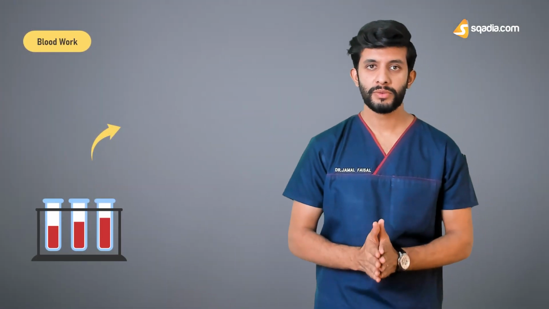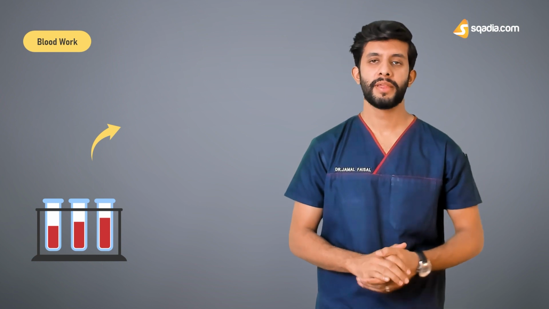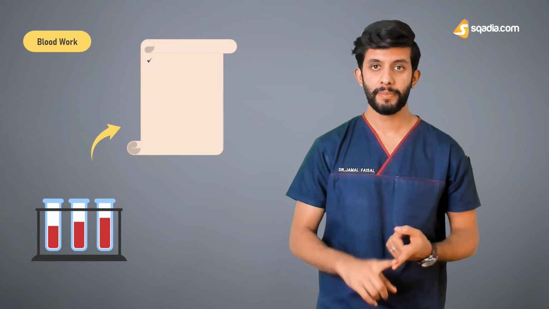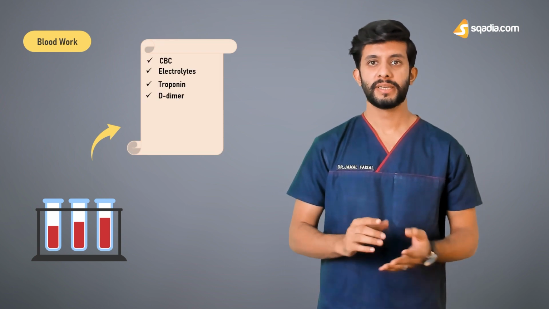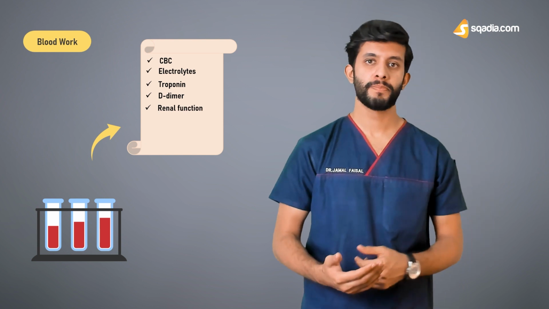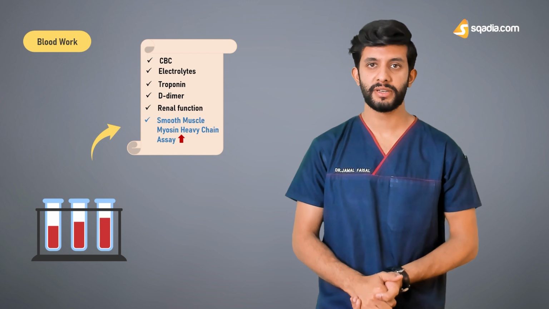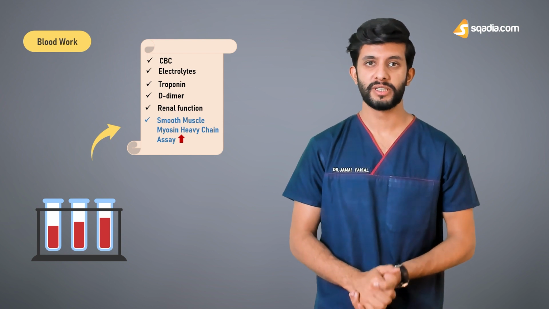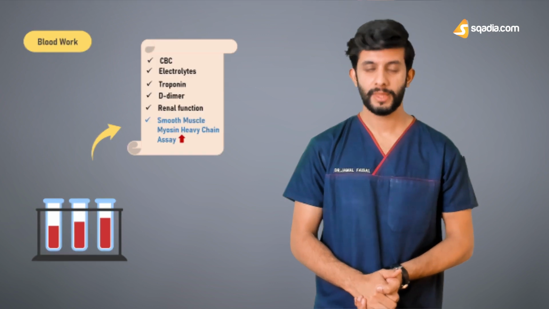And so, of course, we will also be sending some blood work and labs. So that might include a complete blood picture, electrolytes, troponin, D-dimers, renal function tests. But the most specific test we can send is a smooth muscle myosin heavy chain assay, which is the most specific for acute aortic dissections.